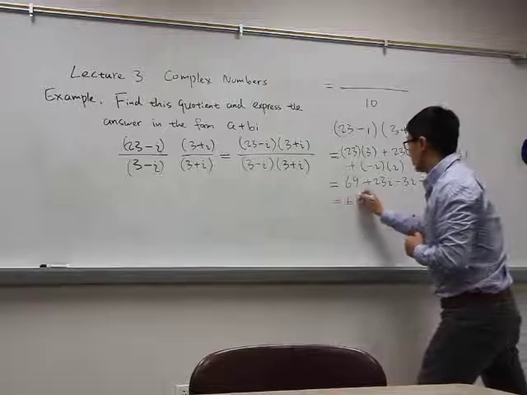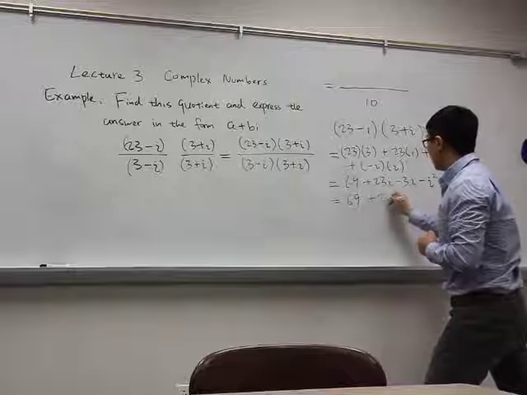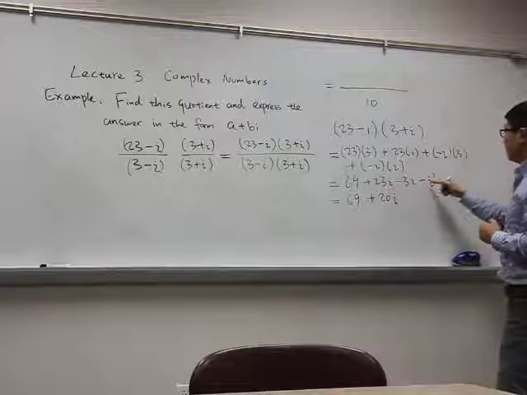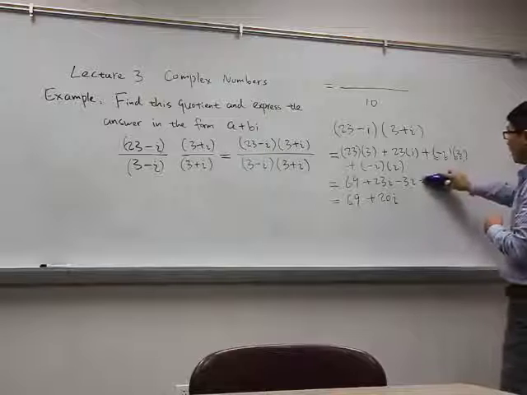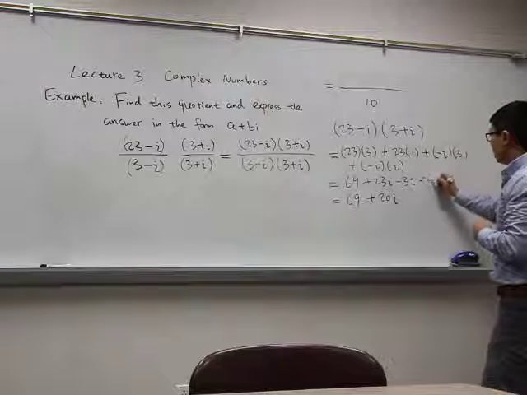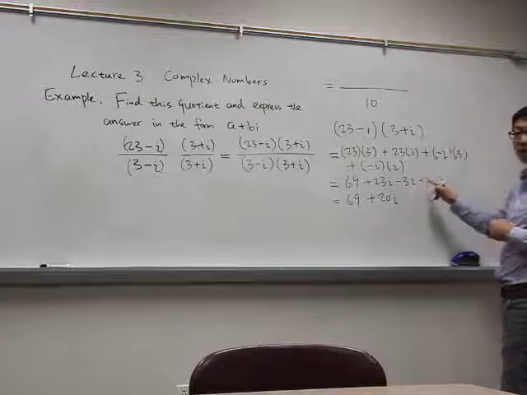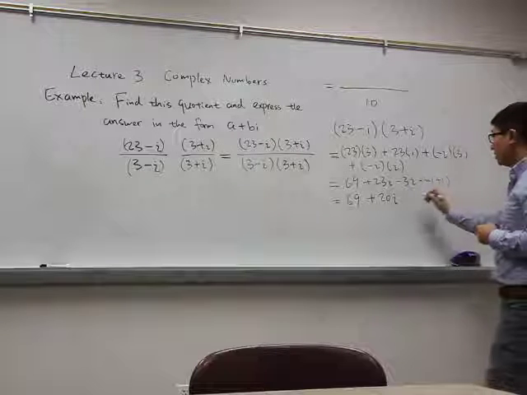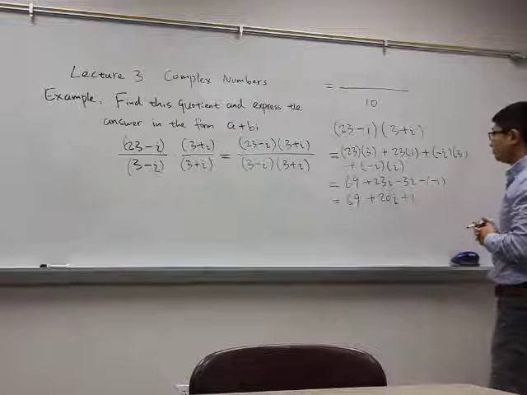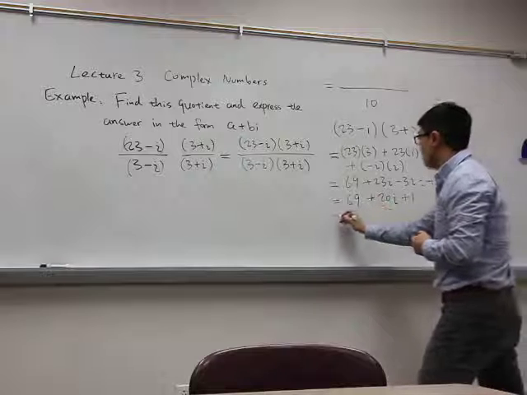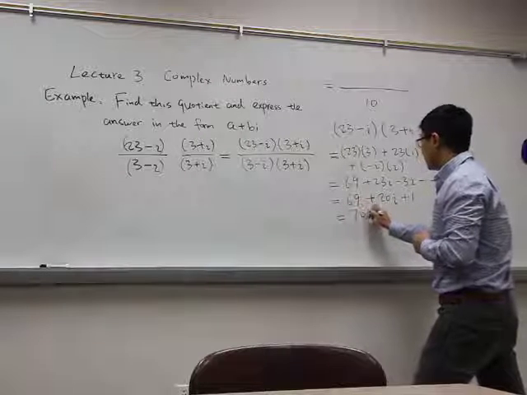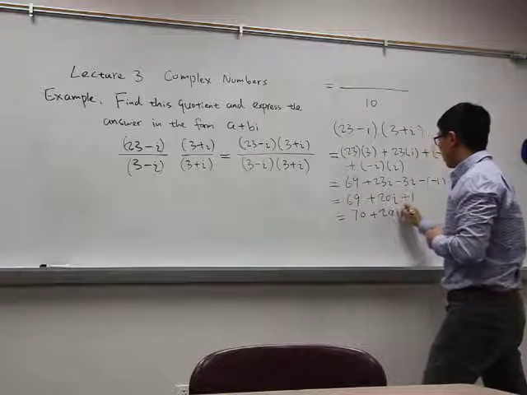So I have 69 plus 20i, and since i squared is negative 1, minus i squared is like minus a negative 1, so this is plus 1. So the numerator is 70 plus 20i.